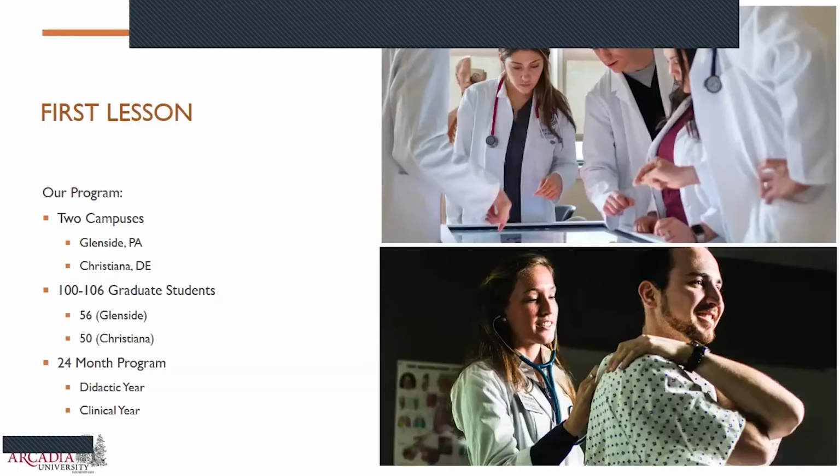We started with, again, our program as I described. We have 2 campuses. Again, they are separated probably by about 50 or 60 miles. And within the 2 programs, if we were to combine them together, we have between 100 and 106 graduate students. About 56 of them reside at our Glenside, Pennsylvania campus, and about 50 of them reside at our Christiana, Delaware campus. Our physician assistant program lasts 24 months.